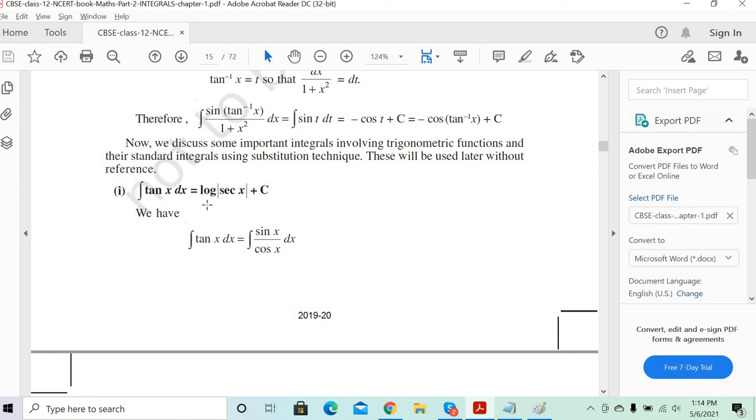Integration of tan x is equal to log secant x. So how do you derive the formula? Let's try to do that. Tan x you just change to sin x by cos x, and use cos x as the substitution t, because the differentiation of cos x is minus sin x, isn't it? Yes, sir. Let's try it out so that you are clear.